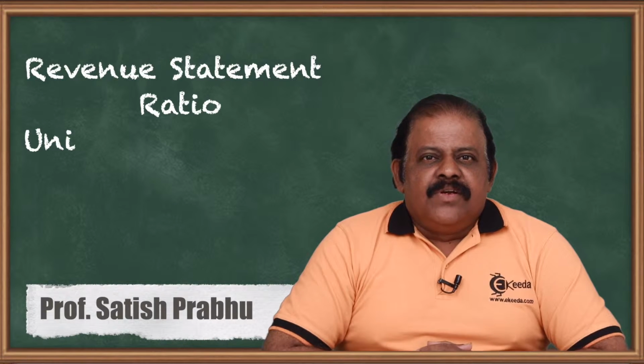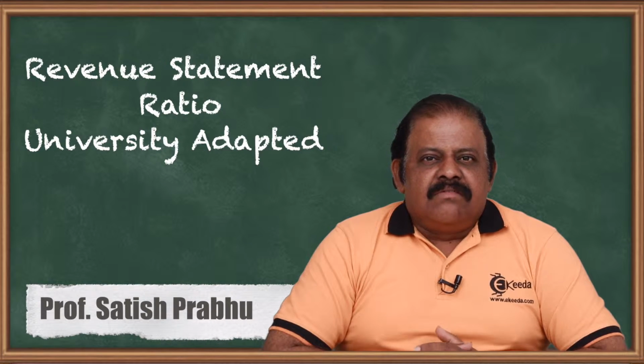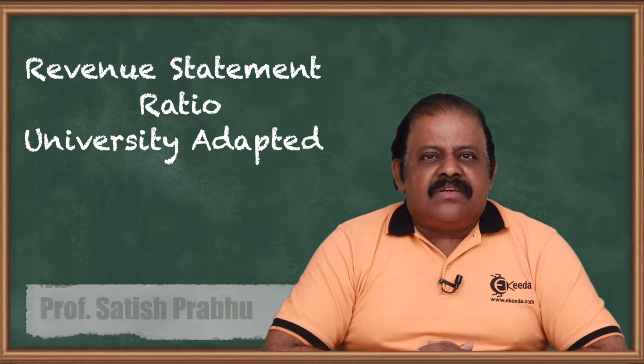Hello friends, we'll discuss now one question where we are required to calculate revenue statement ratios, but we are not required to prepare a vertical income statement. When it is clearly given in the question that we are required to prepare a vertical income statement, only then are we required to draw it. Otherwise, we are required to use the information and calculate the various ratios which are asked in the question.